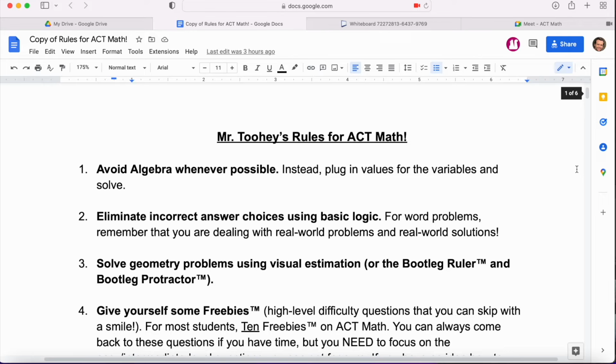Go and read the second rule for us, please. Eliminate incorrect answer choices using basic logic. For word problems, remember that you're dealing with real-world problems and real-world solutions.